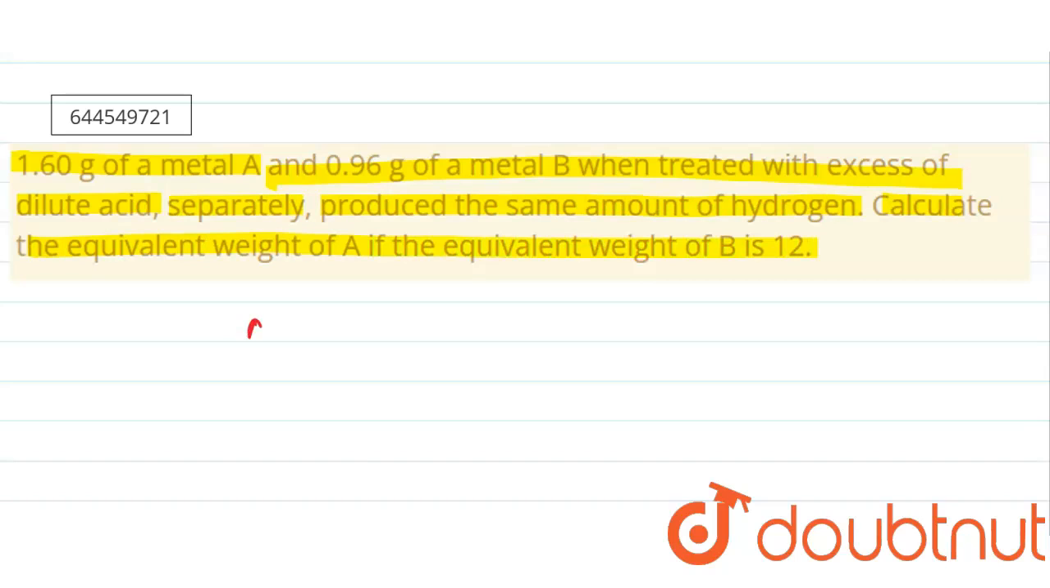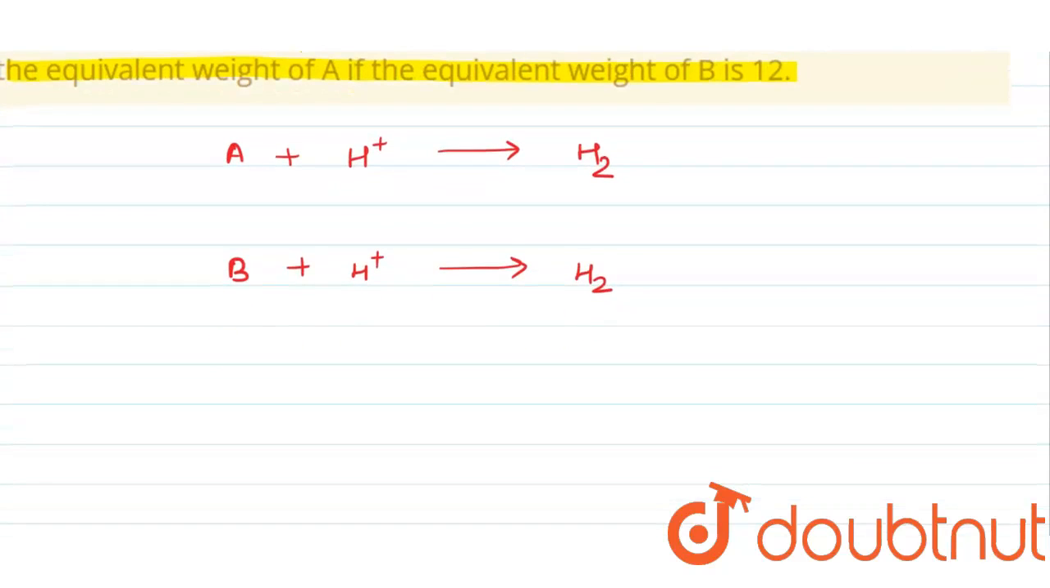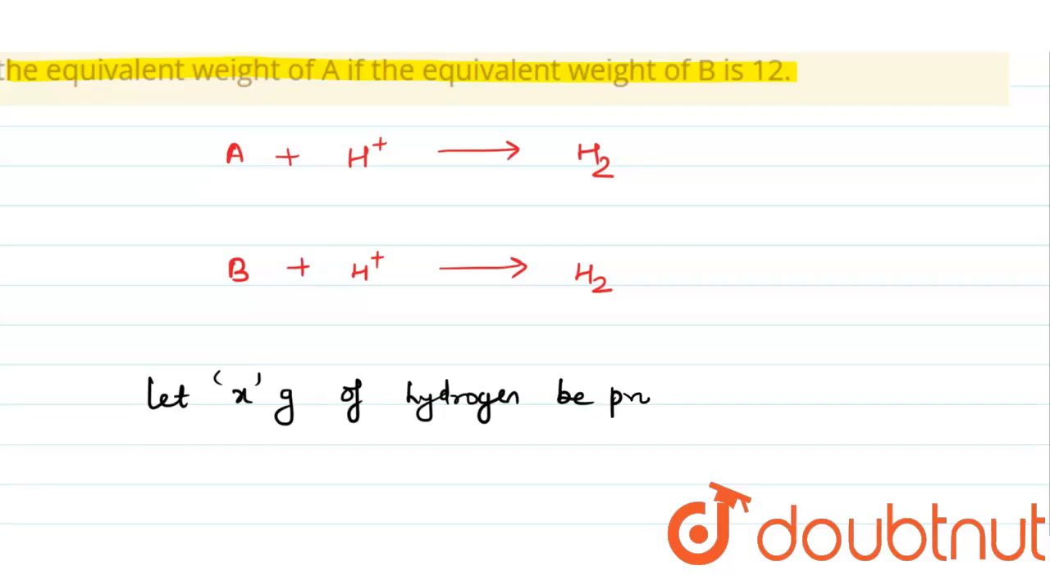So first we write the reaction. We have A plus H+ produces H2 gas. After that we have B, again it reacts with H+ and produces H2. Now we will write, let X grams of hydrogen be produced.